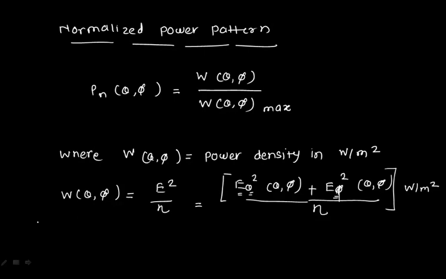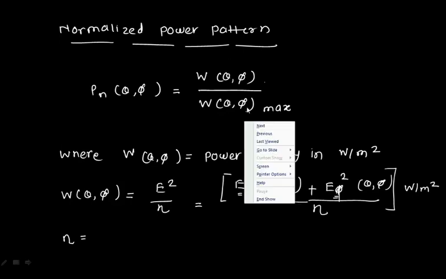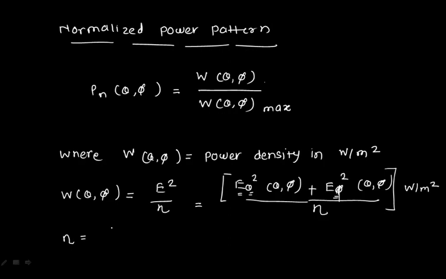So your maximum value will be obtained here. You can divide your power intensity with the maximum power intensity. Again the value you will get is between 0 and 1. And what is the neta here? This is nothing but the intrinsic impedance. This is the impedance of the free space, E by H.